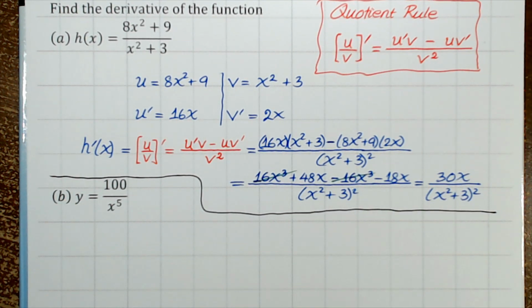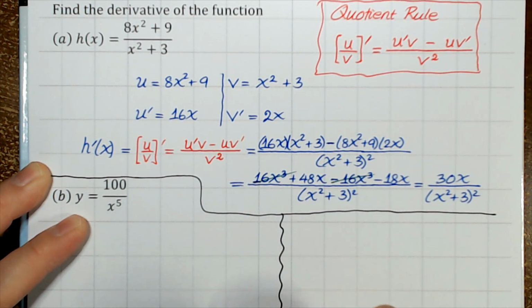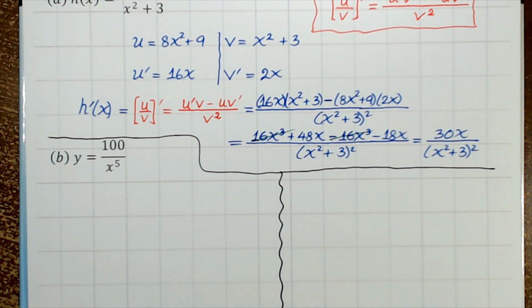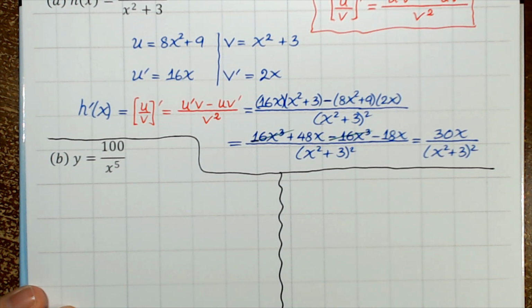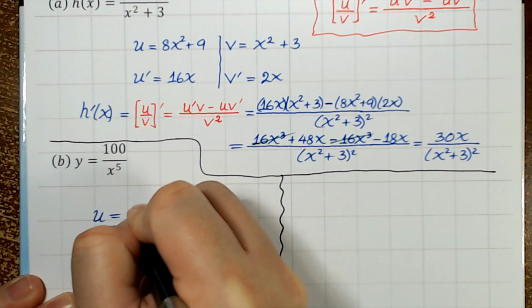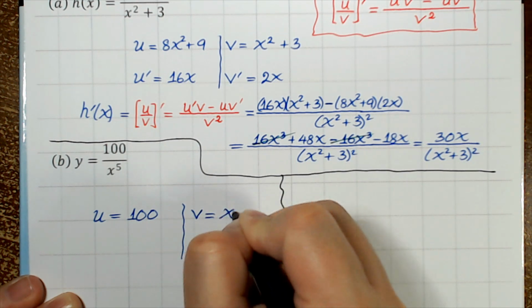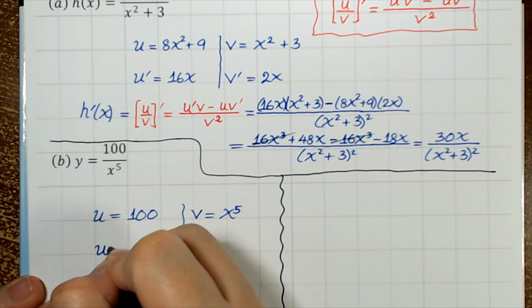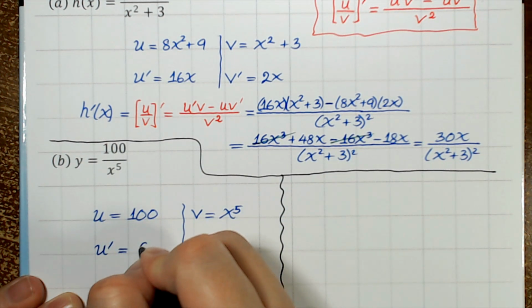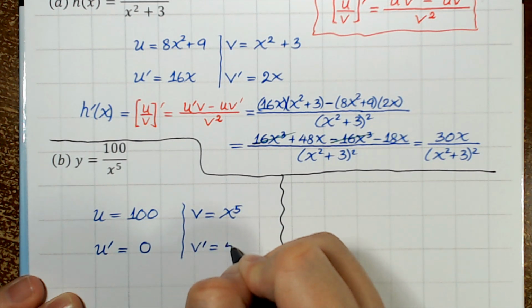Next we have 100 over x to the 5th. I'm going to do this two different ways. Let's just divide the page in half. So we have 100 over x to the 5th. First, we're going to use the quotient rule. U is equal to 100, v is equal to x to the 5th. Derivative of 100, or any constant, is equal to 0. Derivative of x to the 5th is 5x to the 4th power.